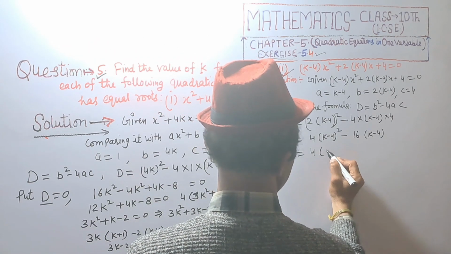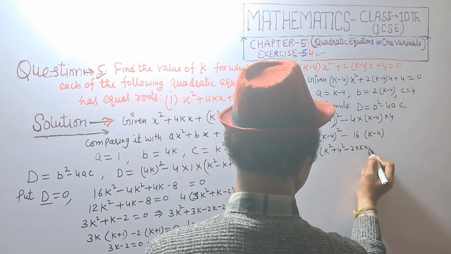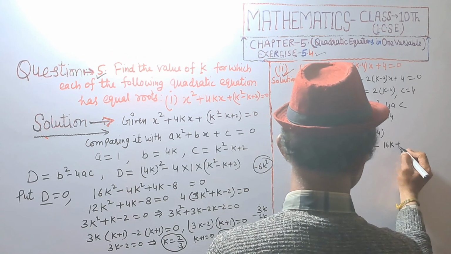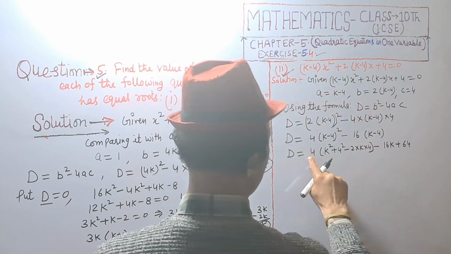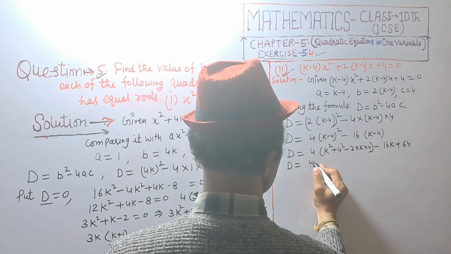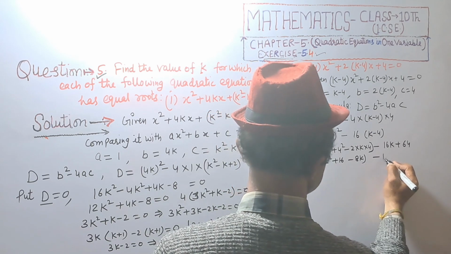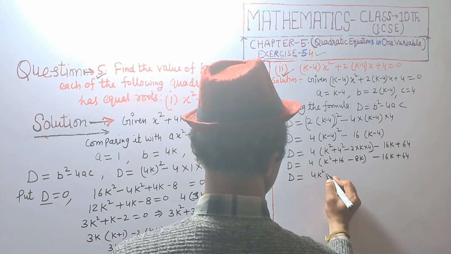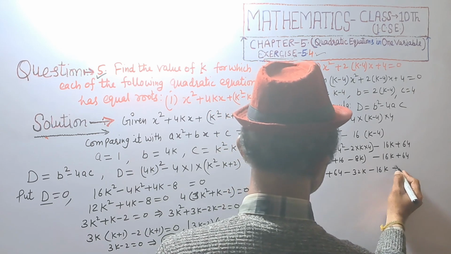Discriminant D is equal to 4 in bracket a minus b whole square, that is equal to k square plus 4 square minus 2 into k into 4, 2ab, minus 16k plus 64. 16 4s are 64 and 4 is multiplying, that is 4 into k square plus 16 minus 8k minus 16k plus 64, and discriminant D is equal to 4k square plus 64 minus 32k minus 16k plus 64.